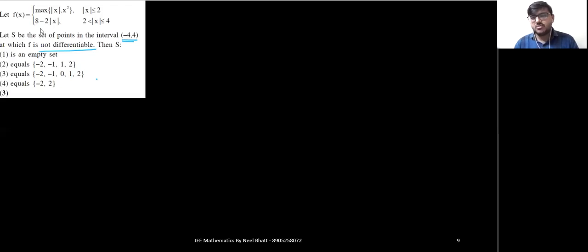It is not every time that you go with the derivative. If you just check the function given to you, it's the maximum of mod x, x square and 8 minus 2 mod x. So from this we can get 4 different kinds of functions.